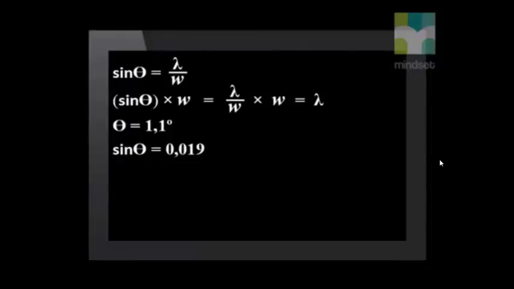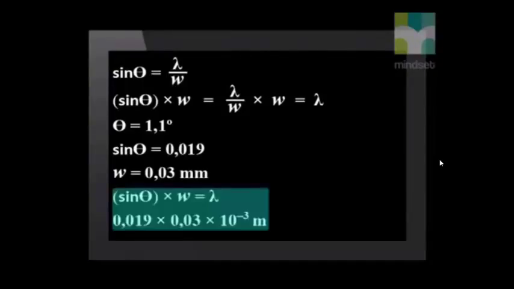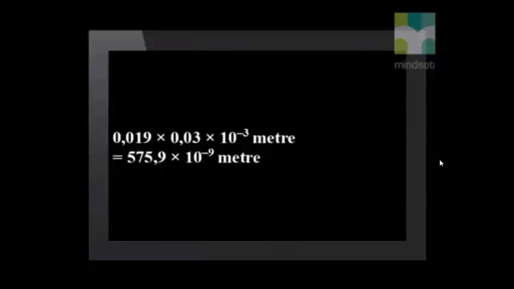Your scientific calculator will show you that the sine of 1.1 degrees is 0.019. The slit is very, very narrow at 0.03 millimeters. Now put the figures into the equation we created. What answer do you get? You should get the answer 575.9 times 10 to the minus 9 meters.